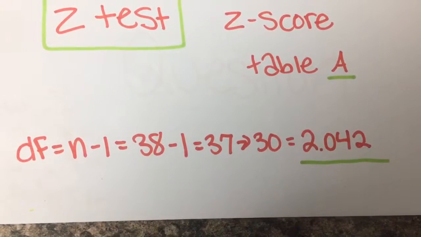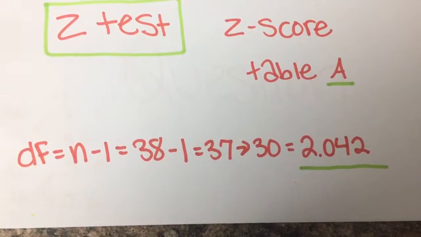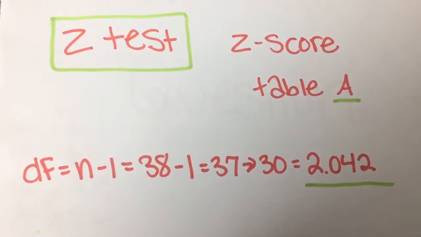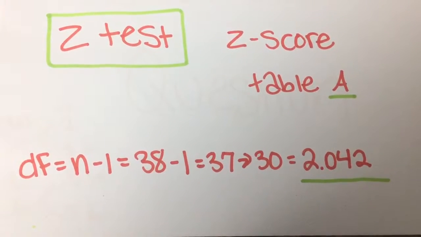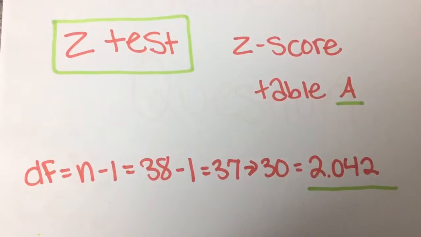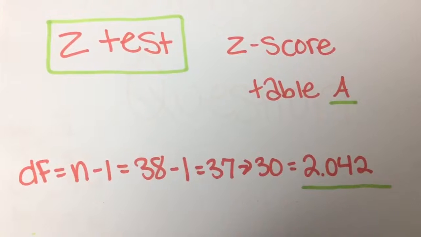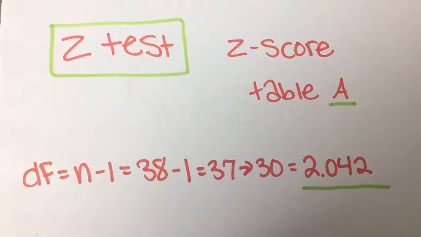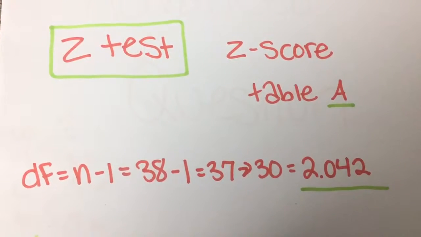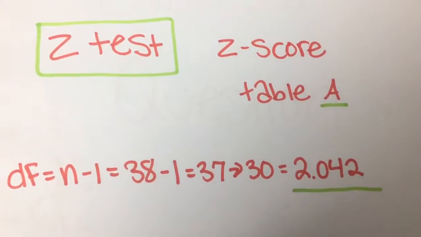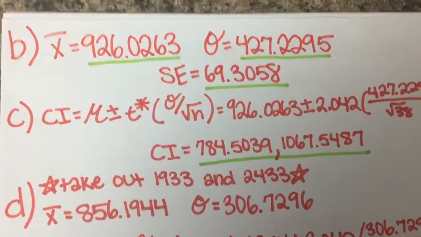For the degrees of freedom, it's n-1, and we have 38 women who were sampled, so it's 38 minus 1, which is 37, but we always round down when it's not in the textbook graph that they give us, so we round it to 30, and then you find the 95% number that correlates with 30, and that is 2.042.